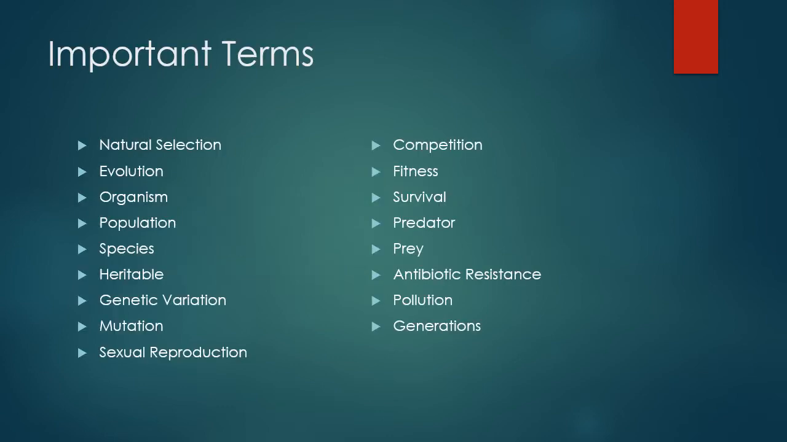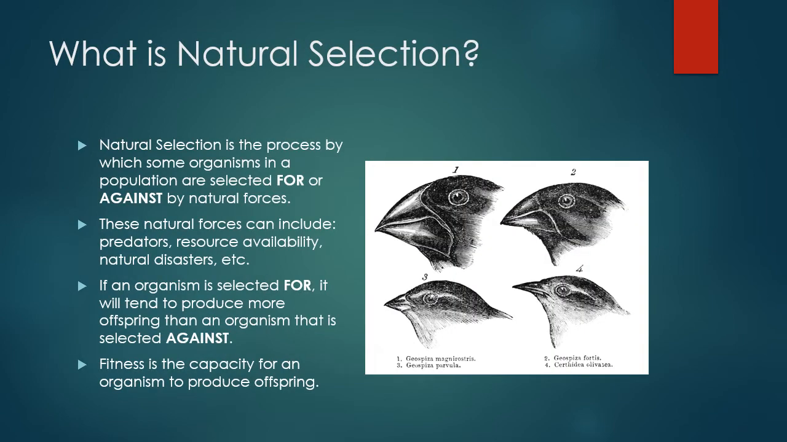Some important terms for today. We're going to talk about natural selection, evolution, organisms, populations, species, heritable, genetic variation, mutation, sexual reproduction, competition, fitness, survival, predator, prey, antibiotic resistance, pollution, and generations. So real quick, let's get started with what is natural selection.